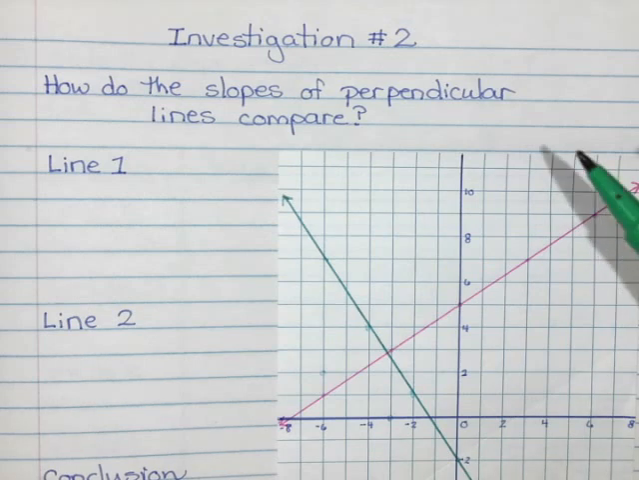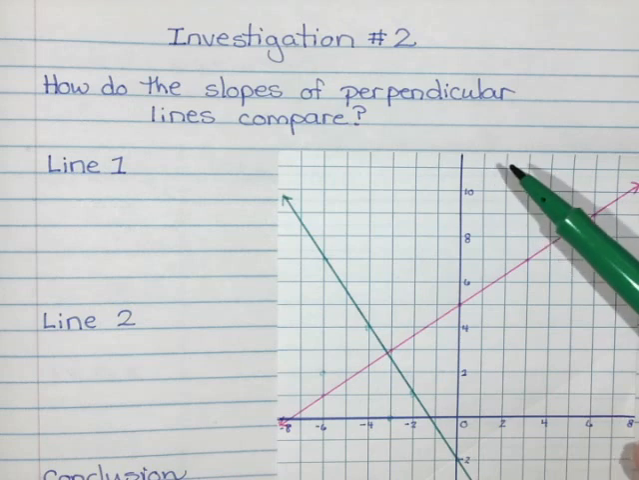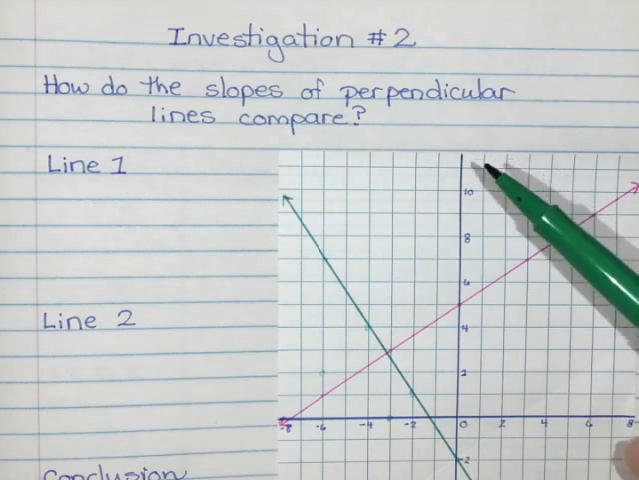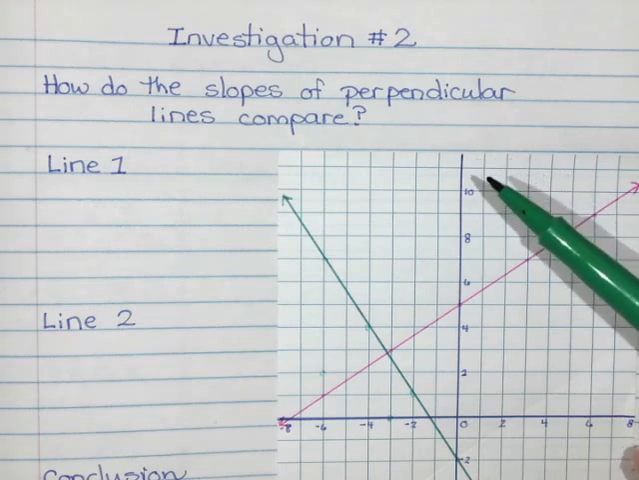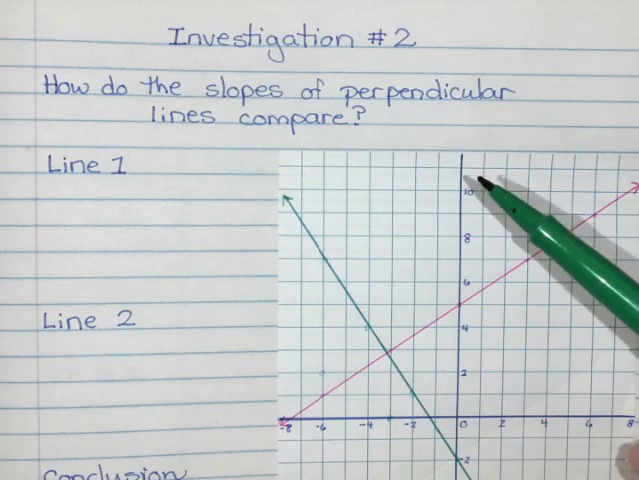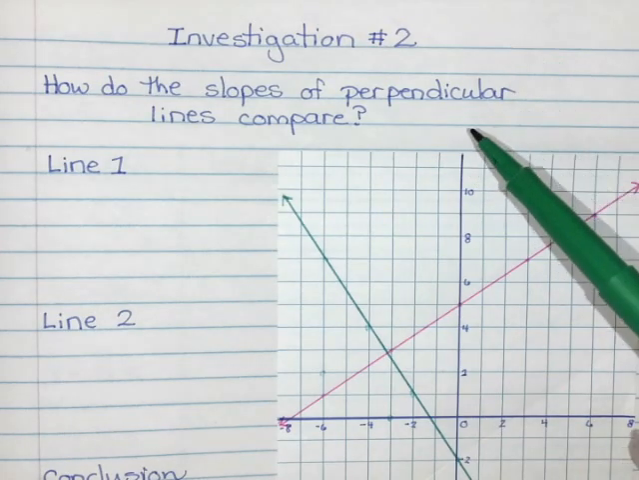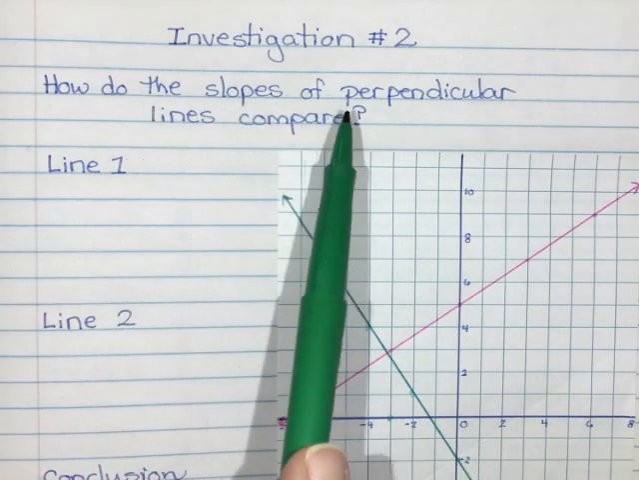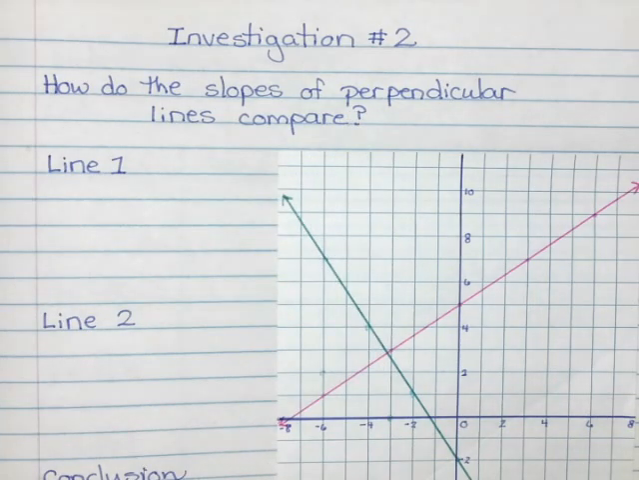This is part 2 of our lesson on parallel and perpendicular lines. So we just did an investigation on some parallel lines where we said parallel lines have the same slope, and we are now going to investigate how the slopes of perpendicular lines compare.